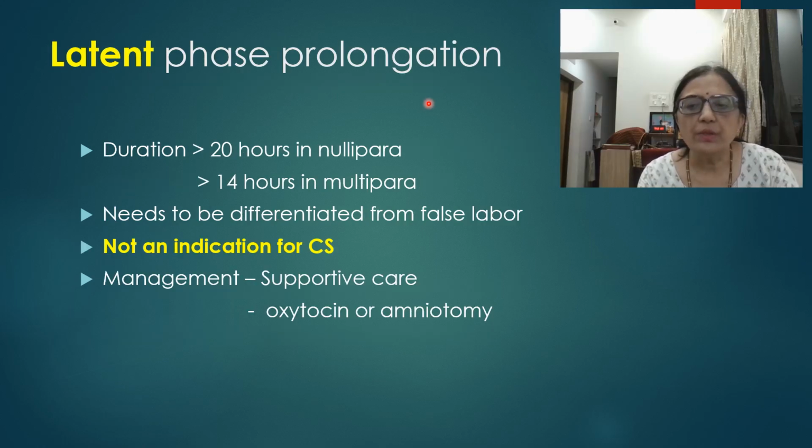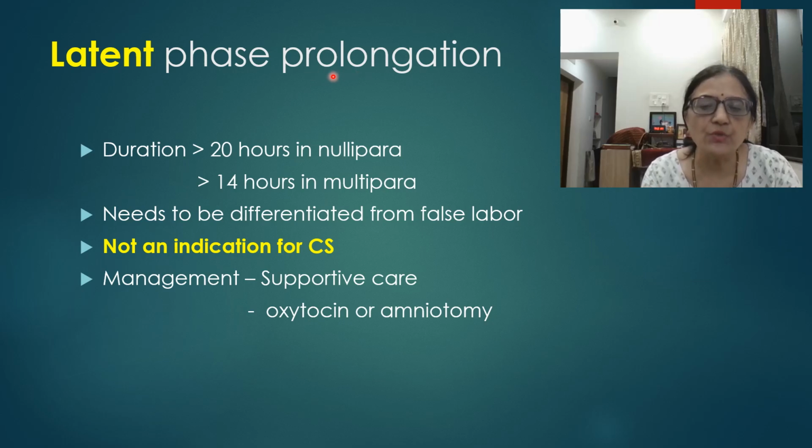Now, first coming to the latent phase prolongation. This terminology is usually not used as dystocia for latent phase. It is used as latent phase prolongation, whereas for active phase, the terminology is dystocia. The textbook definition is, latent phase is prolonged if its duration is greater than 20 hours in nullipara and greater than 14 hours in multipara. These two figures students should remember.